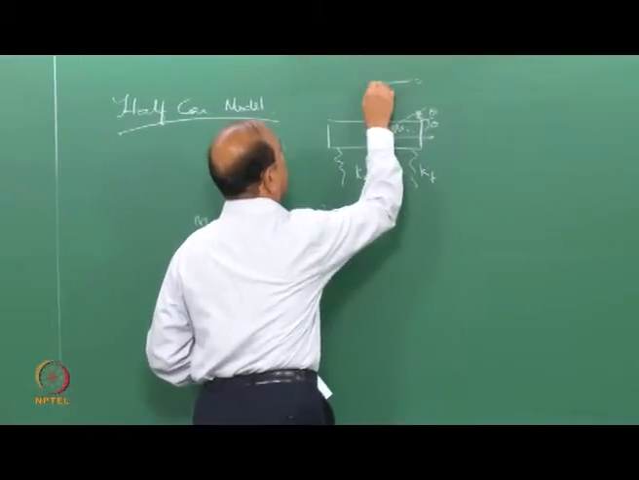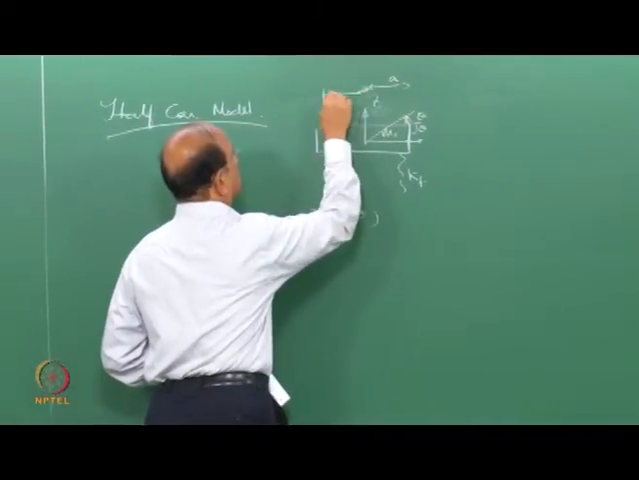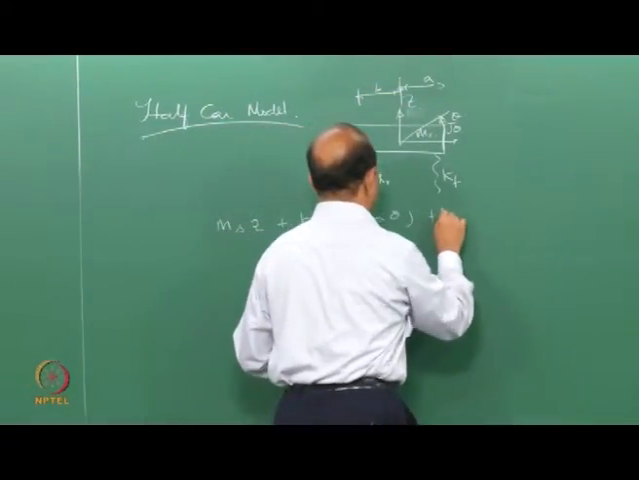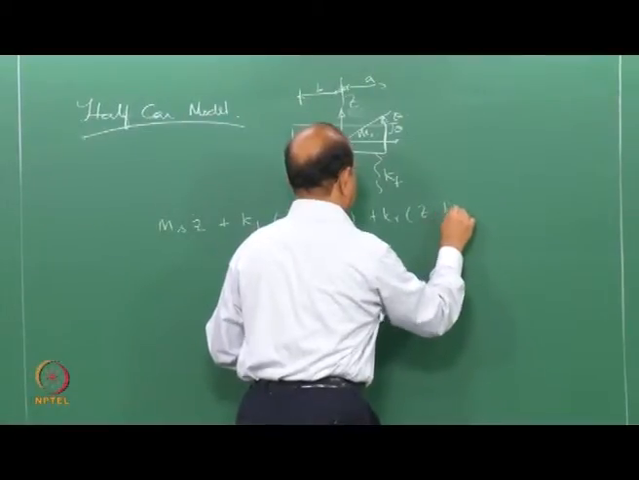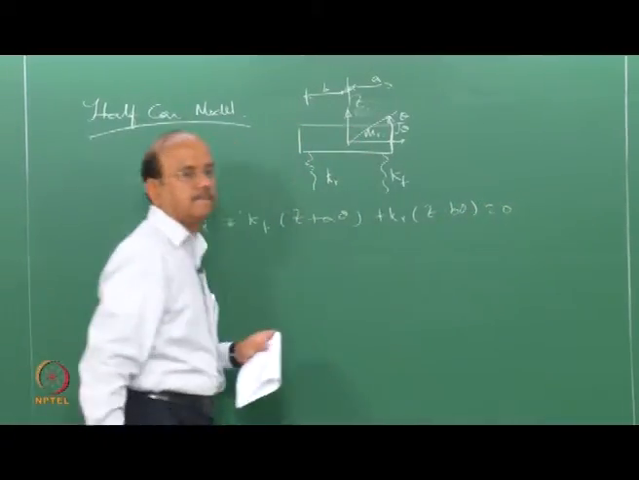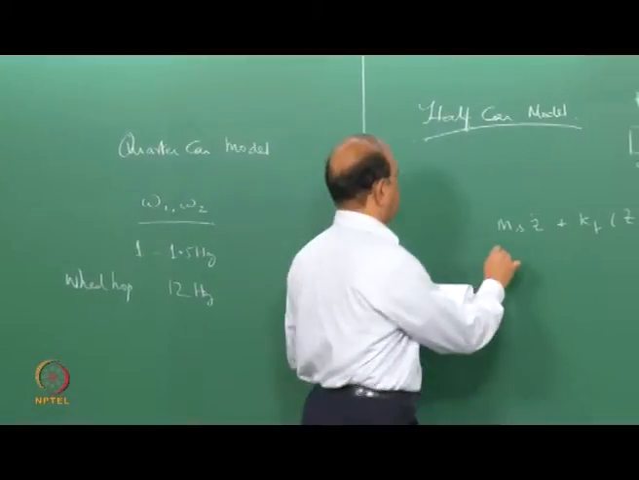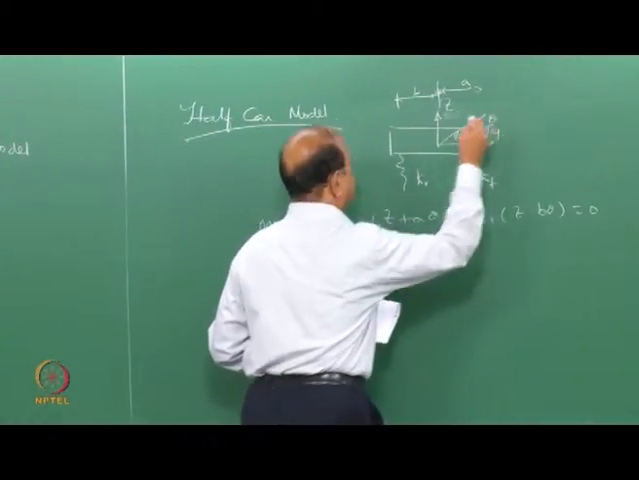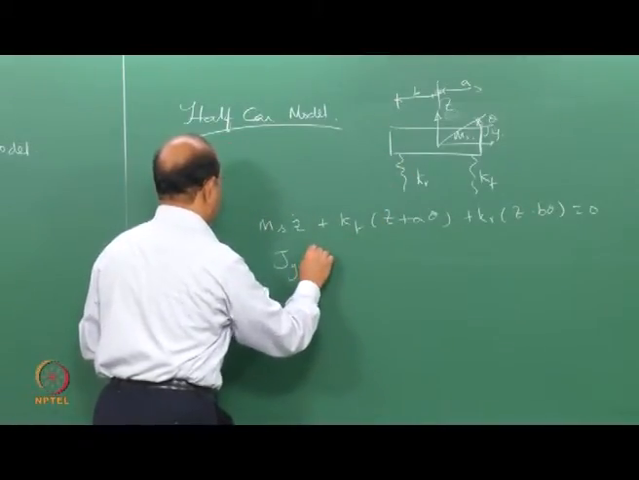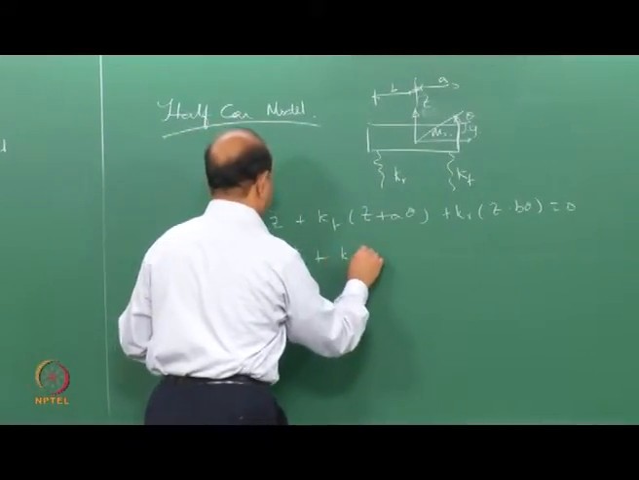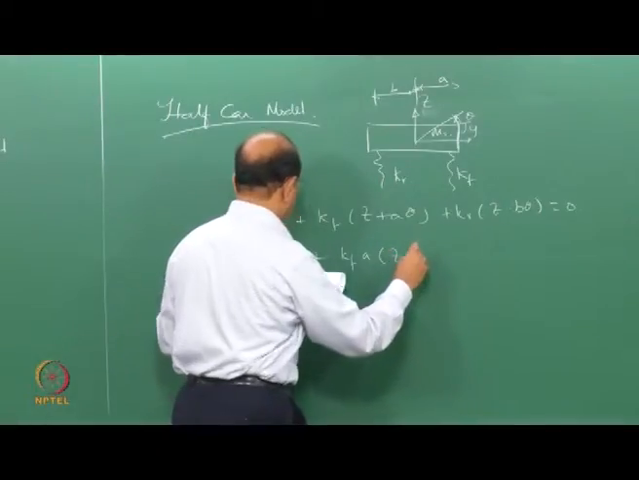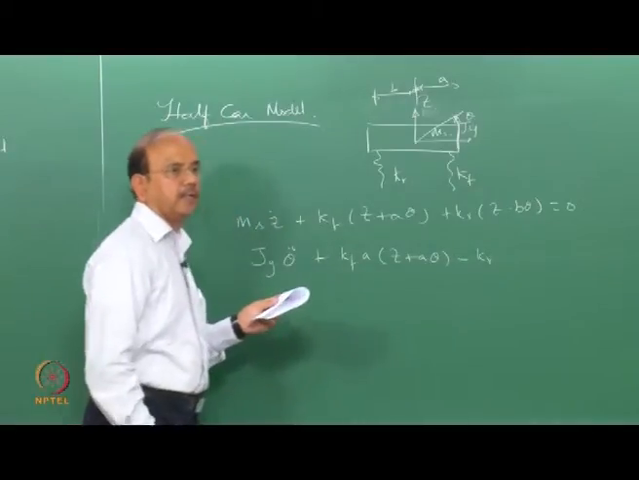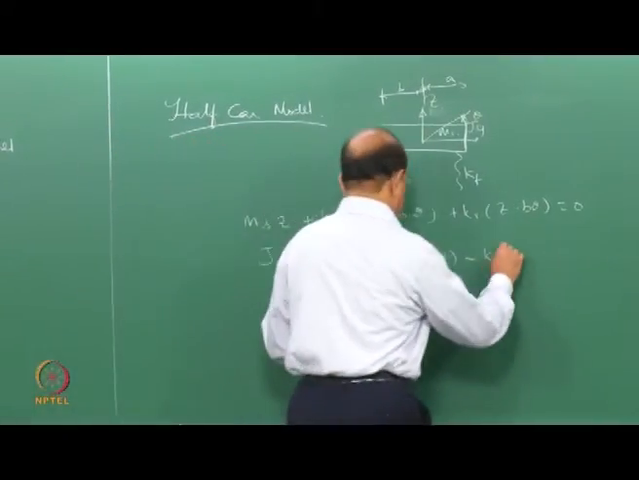Remember that that was A and that is B. Jy, we'll put that as Jy instead of J theta, Jy theta double dot plus Kf A into Z plus A. That is the moment balance equation. So these two together are the Newton-Euler equations.